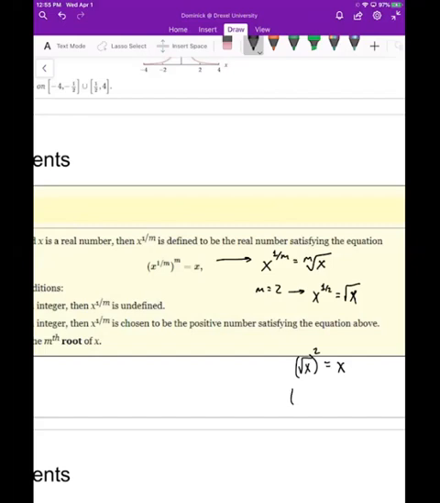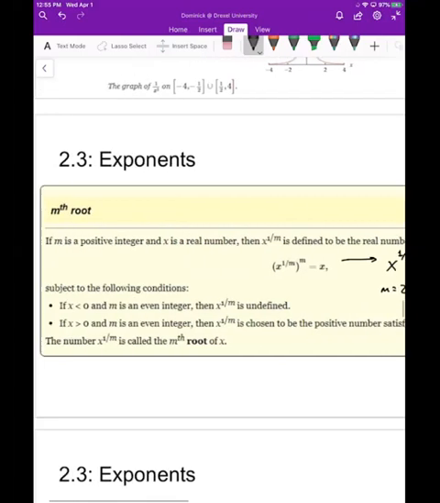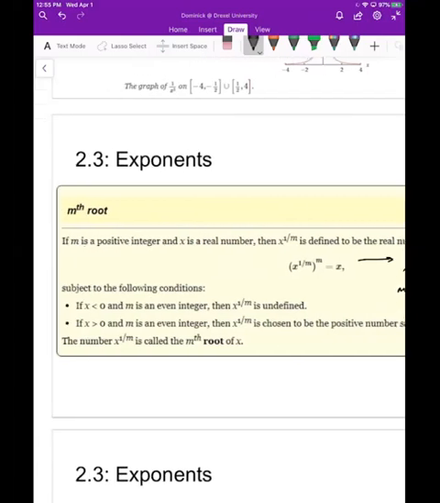So what does it mean to be an mth root? It means that if I raise it to the m power, I get x, right? So that's sort of the idea. Now, one thing that we need to be clear about is that if the number that you're taking a root of is negative and you're taking an even type of root, that's undefined. Because, for example, you can't have a square root of negative 4.